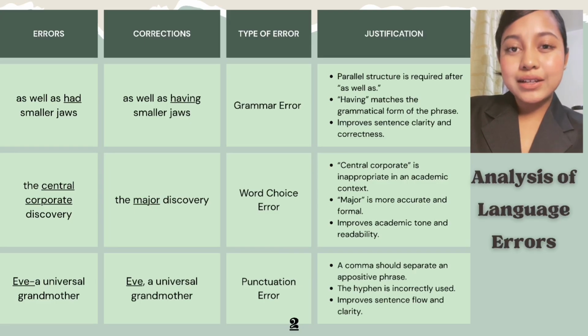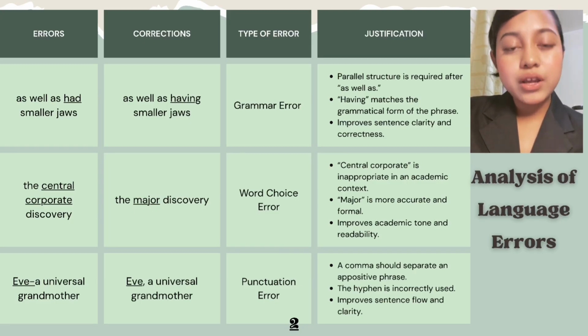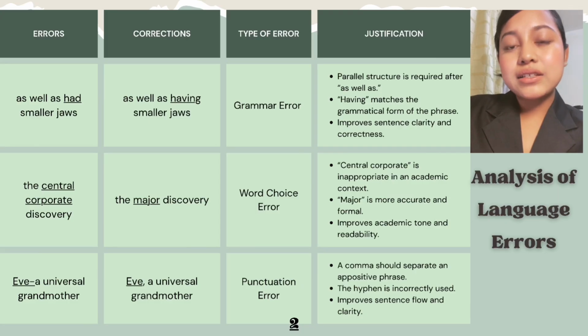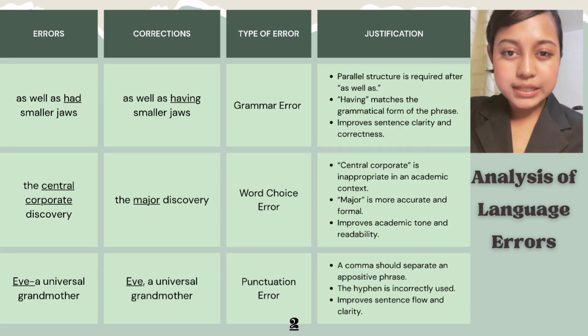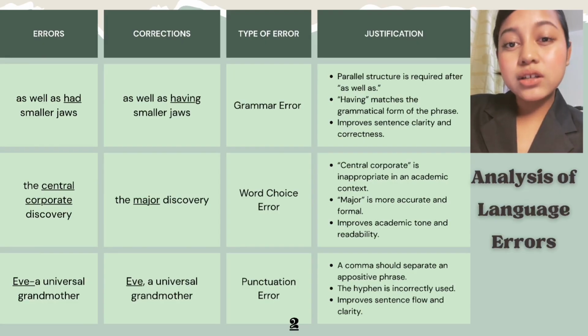The second error involved the phrase "the central corporate discovery," where the word "corporate" was not suitable in this academic context. Therefore, it was replaced with "major" to create the phrase "the major discovery," and this improves word choice and ensures that the intended meaning is communicated clearly.